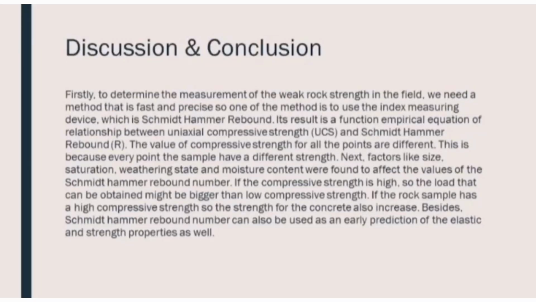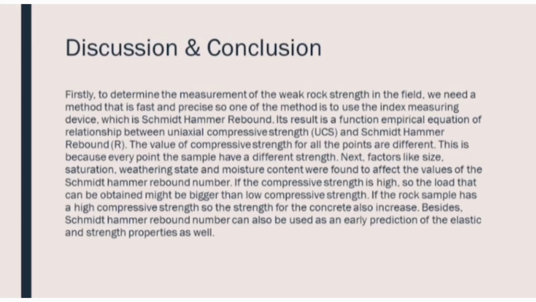Firstly, to determine the strength of weak rock in the field, we need a method that is fast and precise, so one of the methods is to use the index measuring device, which is the Schmidt hammer rebound. Its result is an empirical equation of the relationship between uniaxial compressive strength and Schmidt hammer rebound. The value of compressive strength for all the points is different. This is because every point of the sample has a different strength.